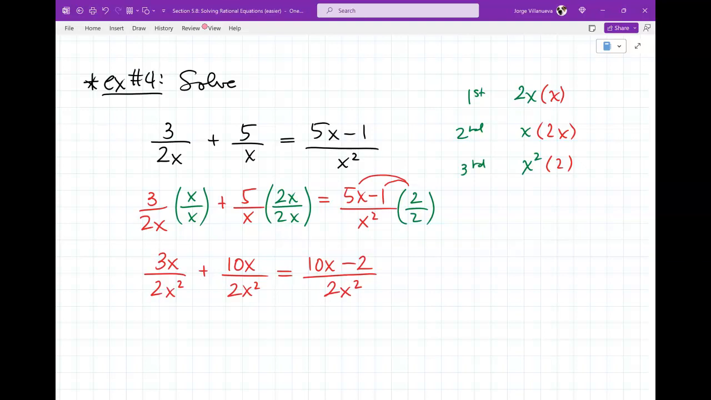Now let's combine my fractions on the left side because it says plus there. So 3x plus 10x, that's 13x over 2x squared equal to 10x minus 2 over 2x squared.